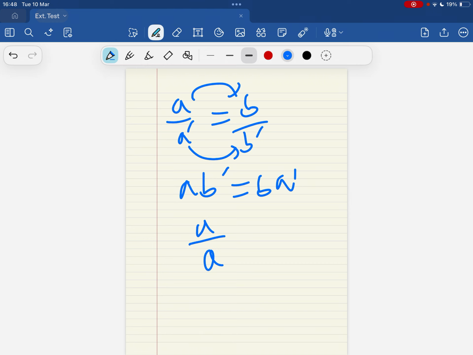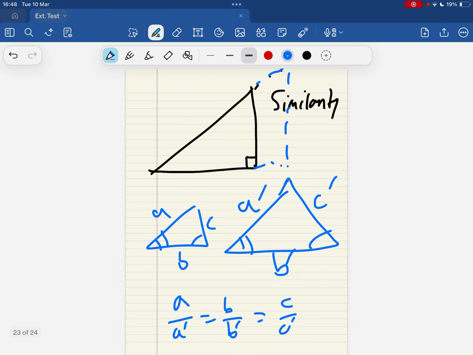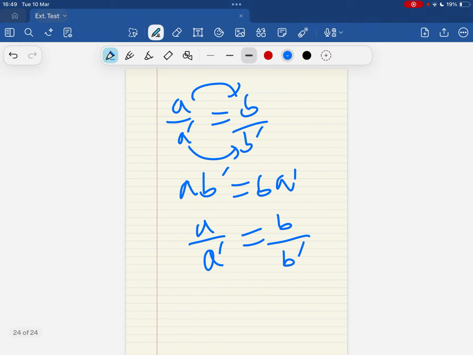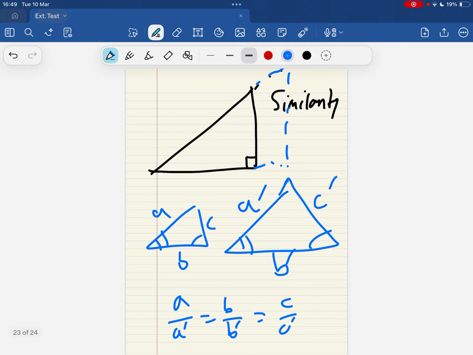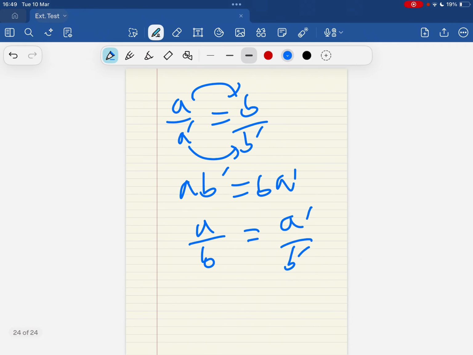Wrong thing. What am I dividing? You can divide both sides by B B prime, so you get A over B is equal to A prime over B prime. And this is the trig ratio we were talking about. A over B equals A prime over B prime. So that means for a triangle, if you scale it up, scale it down, whatever you do to it, the ratios between the sides themselves don't actually change, which is why this guy thought of trigonometry.